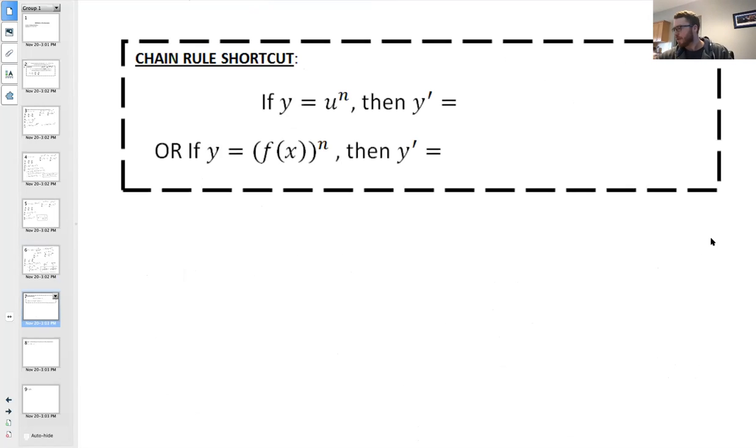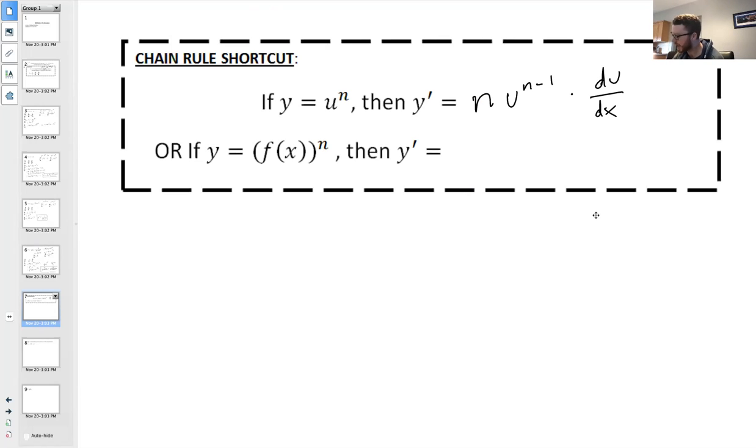Okay, now that we have explored the chain rule enough, we can talk about a chain rule shortcut. So if we have a function where y is equal to u to the n, just in general, then y prime, or the derivative of y with respect to x, will equal n times u to the n minus 1 multiplied by whatever is in those brackets. So multiplied by the derivative of u with respect to x.